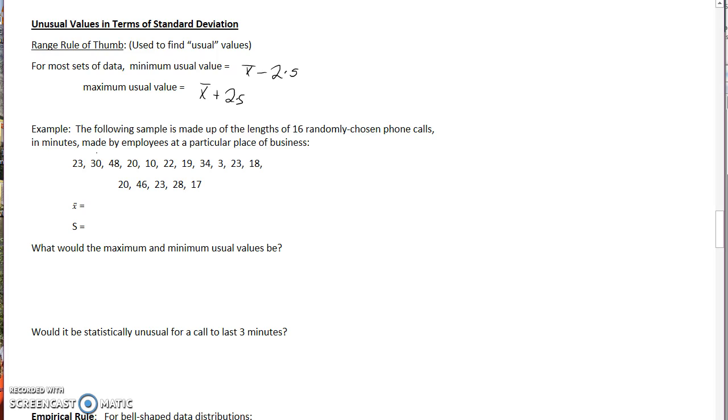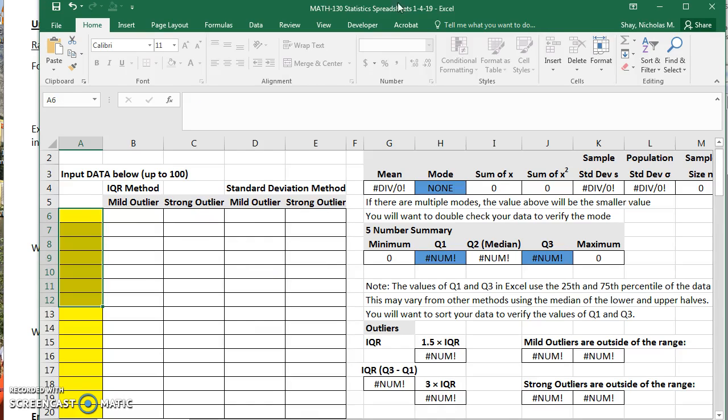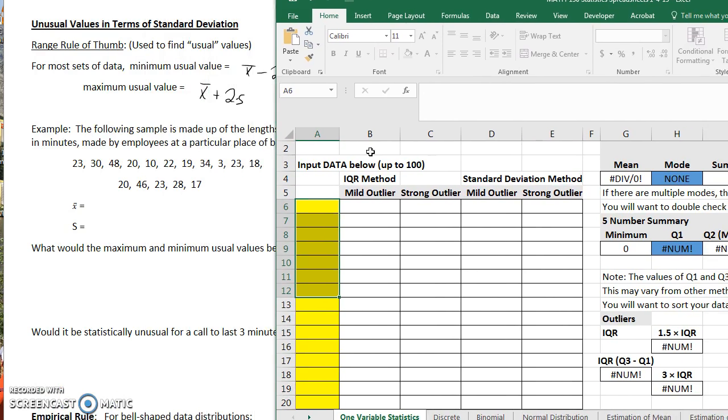So it says the following sample is made up of the lengths of 16 randomly chosen phone calls in minutes made by employees at a particular place of business. So we have this data right here, and the first thing it asks for is the mean and standard deviation. So I'm going to go to my Excel spreadsheet. We're going to clear out any data we have in there currently, and we're going to enter those data in there. So why don't you go ahead and try this with me. Let's put those data values in, and then we can compare in a second.